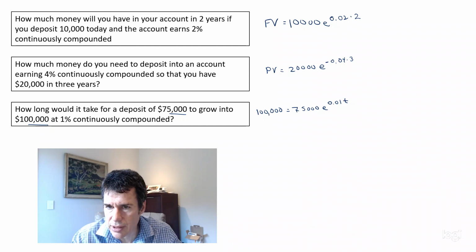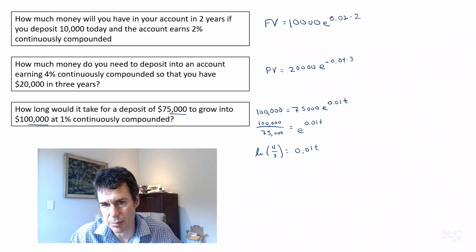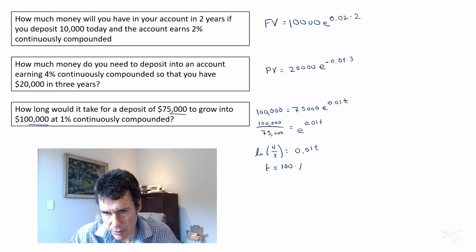Okay, so we just need to solve for t. So that's 100,000 divided by 75,000 equals e to the 0.01t. This is 4/3. We take the natural log of both sides, so the natural log of 4/3 is equal to 0.01t. Multiply both sides by 100, and t equals 100 times the natural log of 4/3.